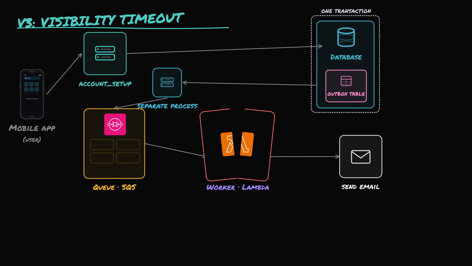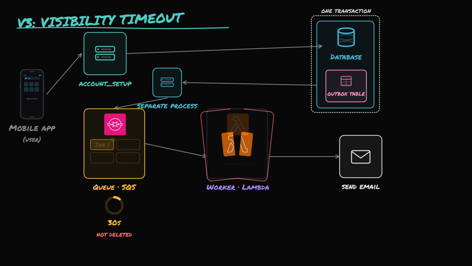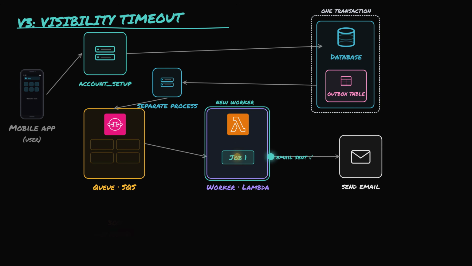Version 3. Don't delete a job until it's complete. Good queues use a visibility timeout. When a worker grabs a job, the job isn't deleted. It's just hidden for a small duration, say 30 seconds. The worker deletes the job only after the email is truly sent. If the worker crashes, the job reappears in the queue and another worker takes over, so nothing gets lost.